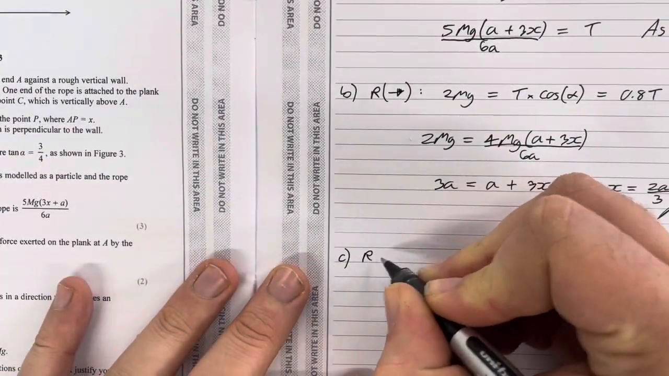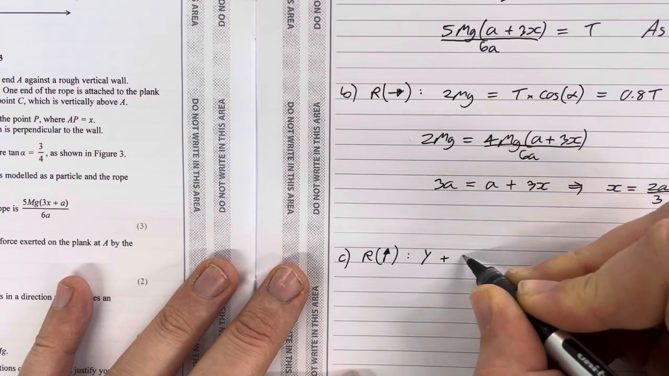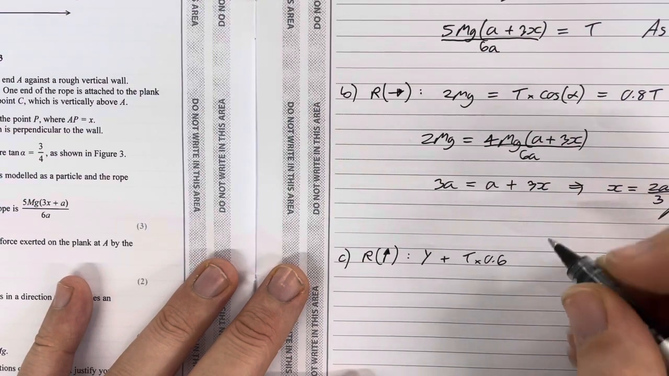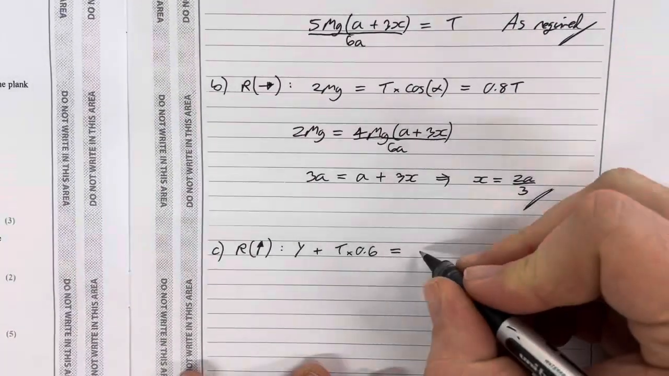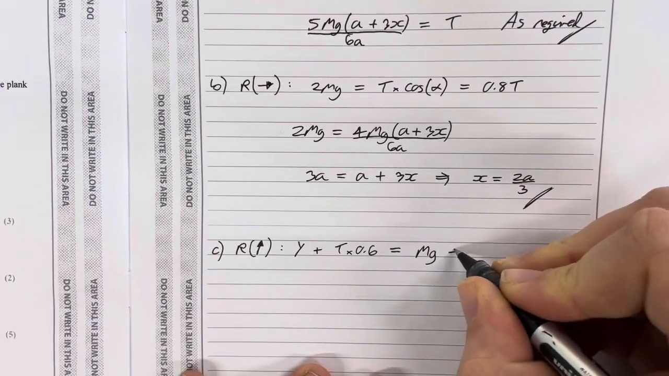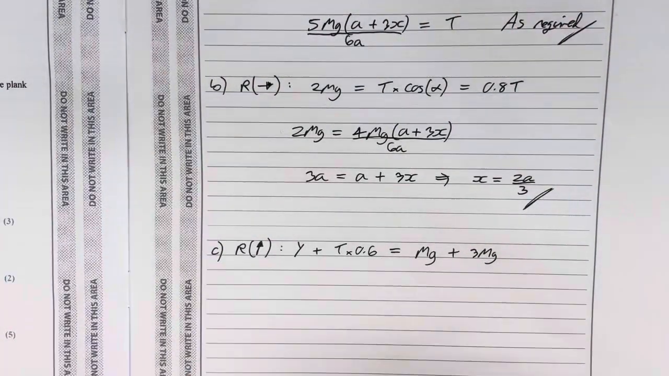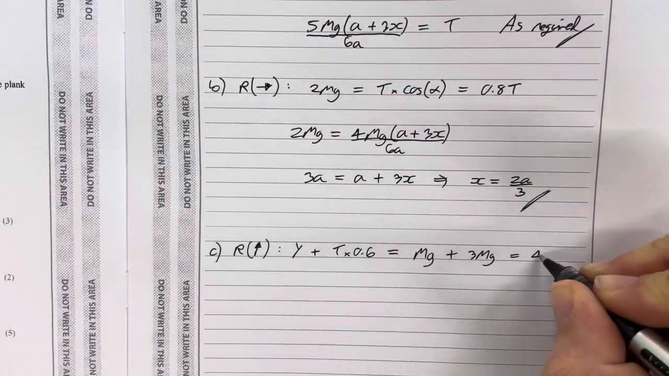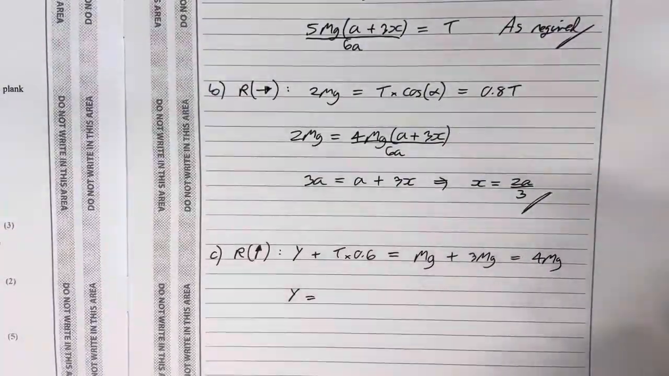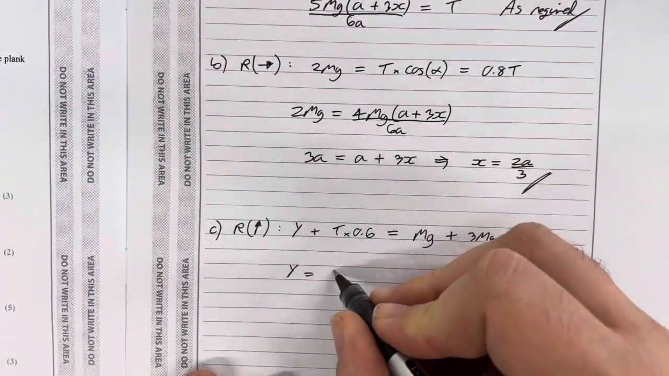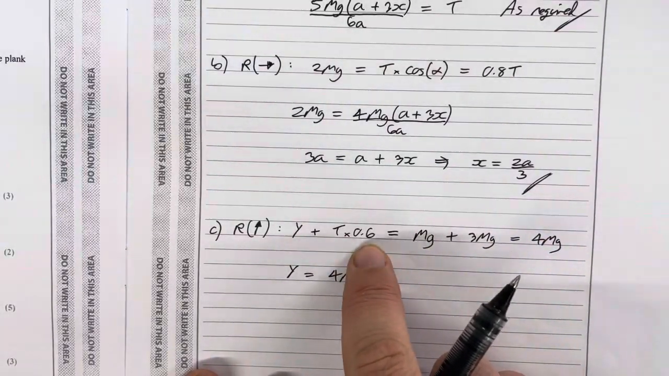So part C, resolving vertically at the plank. We've got y plus t sine alpha, which is 0.6. So that's all the forces acting up. And that's going to equal all the forces acting down, which is mg, which is the plank, plus 3 mg, which is the weight of the block. So that clearly comes to 4 mg. So y, which is the vertical force acting at the wall, is 4 mg minus 0.6 t.